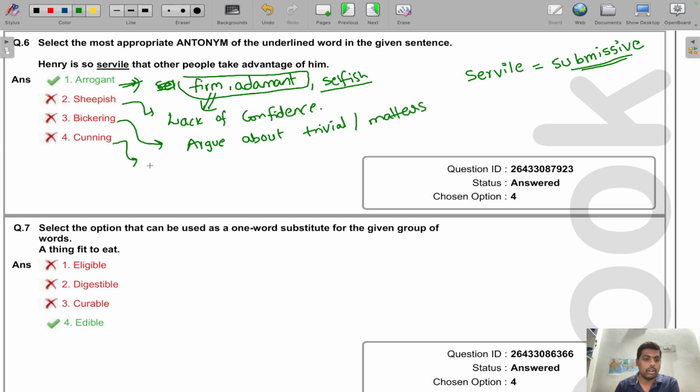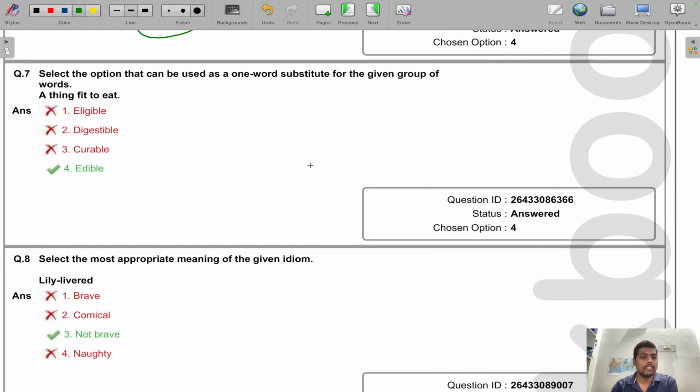Cunning means you already know. Cunning means you always try to deceive others. Cunning means that one. Let us go to the next one, guys.